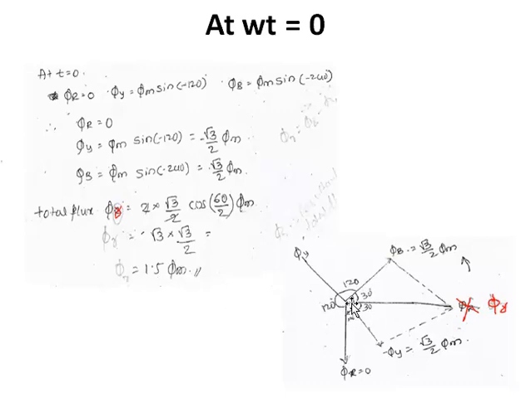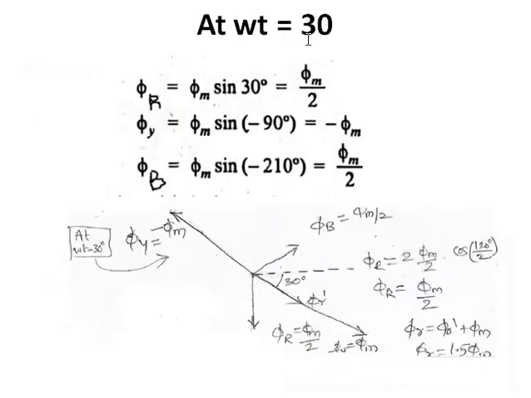So this is the direction of the phi r, and what is the magnitude? 1.5 phi m. Now we will move to omega t equal to 30 degrees and see what happens. Phi r is equal to phi m sine of 30 degrees, that is sine of 30 is half, phi m divided by 2. Phi y is equal to phi m into sine of omega t minus 120.